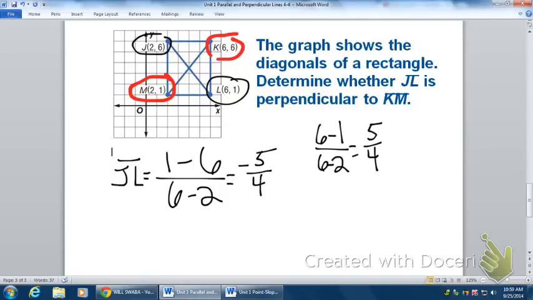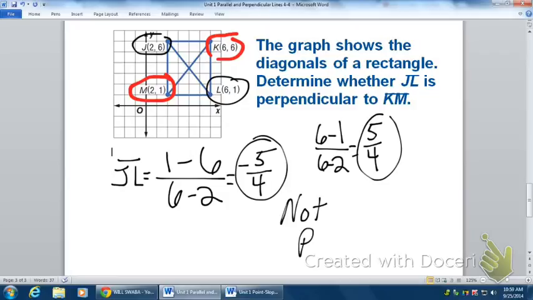Now, are these slopes equal to -1? Why? Because one of them's positive. It's okay if one of them's positive, but remember, reciprocal means they have to be flipped. So it would have to be 4 over 5. So these are not perpendicular. So you write not perpendicular.